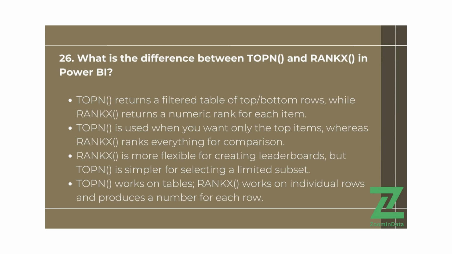26th question. What is the difference between TOPN and RANKX in Power BI? TOPN returns a filtered table of top or bottom rows, while RANKX returns a numeric rank for each item. TOPN is used when you want only the top items, whereas RANKX ranks everything for comparison. RANKX is more flexible for creating leaderboards.